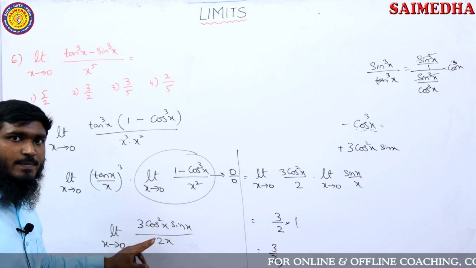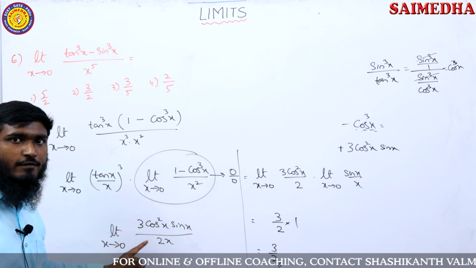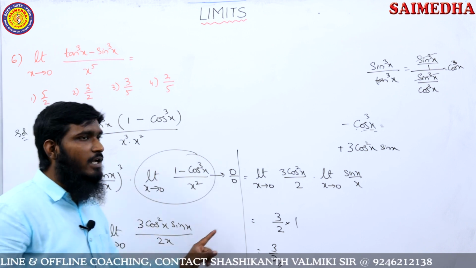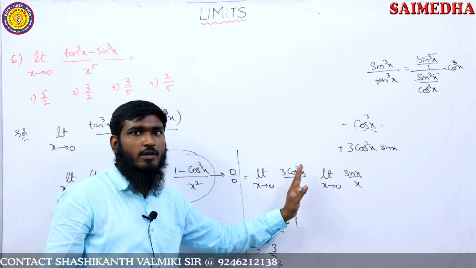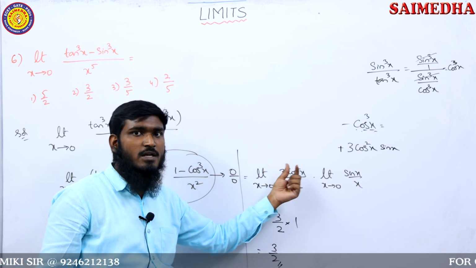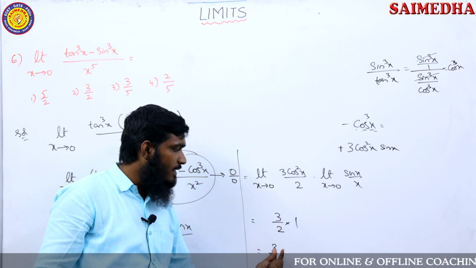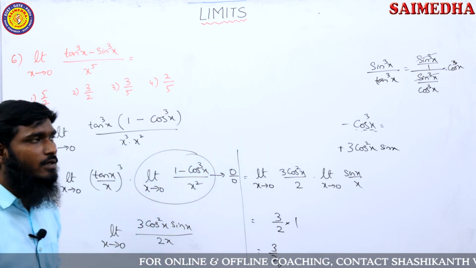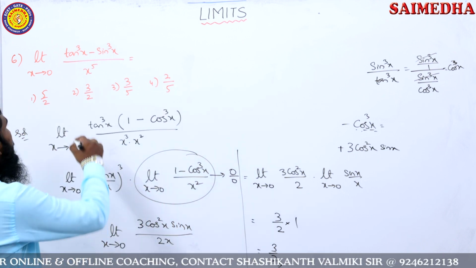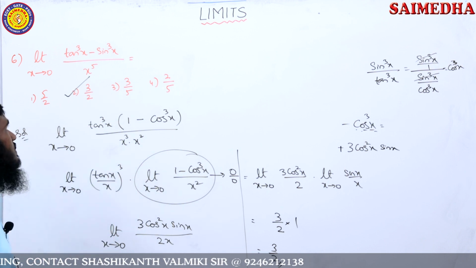If you are applying the L'Hospital rule, it means both numerator and the denominator you have to differentiate. After differentiating, again you are making the two functions over here. Whenever you are making the two functions, you have to substitute the x value. The final answer will be equal to 3 by 2. So as per our answer, option number 2 is correct.